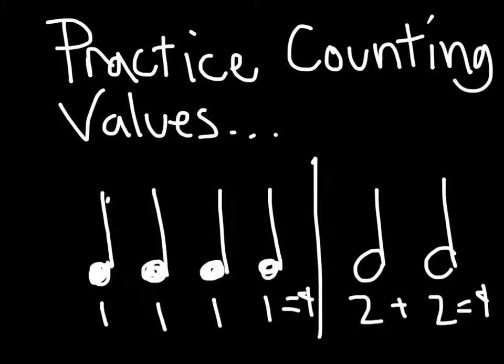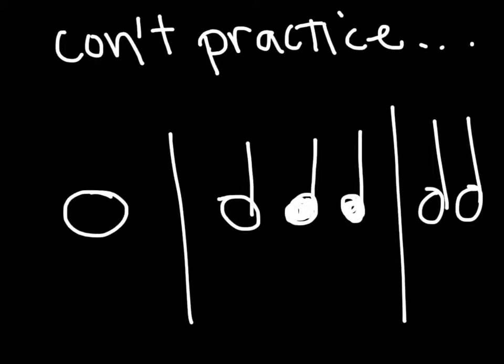1, 1, 1, 1. And then the second measure, we will hold it for 2 beats before we go on to the next beat. 1, 2, 1, 2. If we put that together, this is what it will sound like. 1, 1, 1, 1, 1, 2, 1, 2. We repeat it again. 1, 1, 1, 1, 1, 2, 1, 2. Okay, now let's go on to the next one.